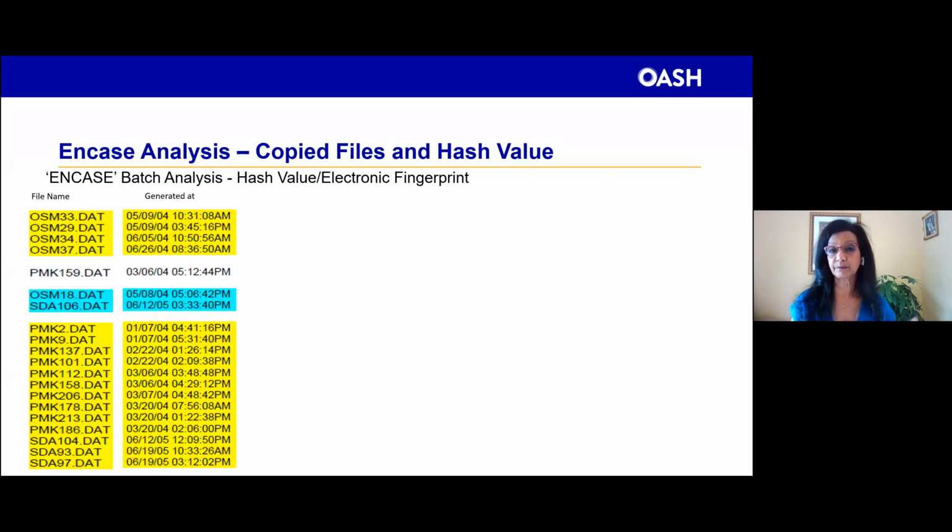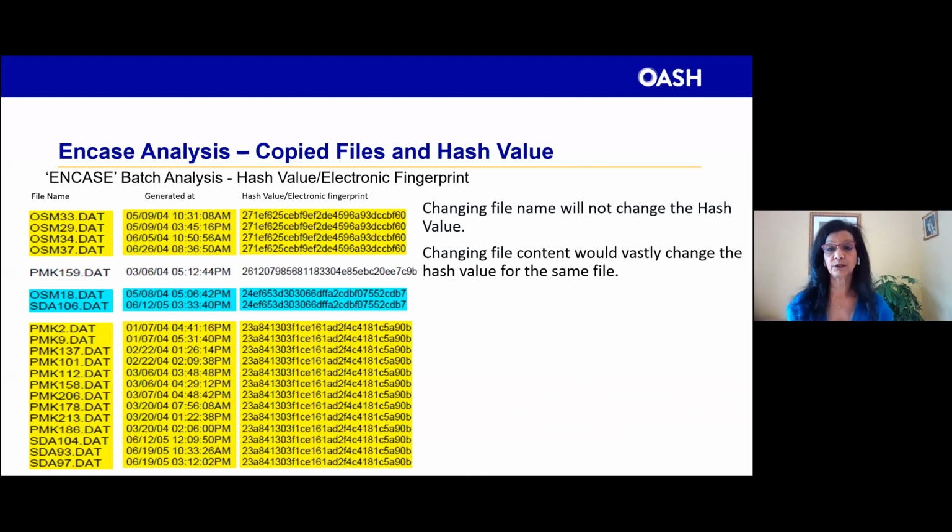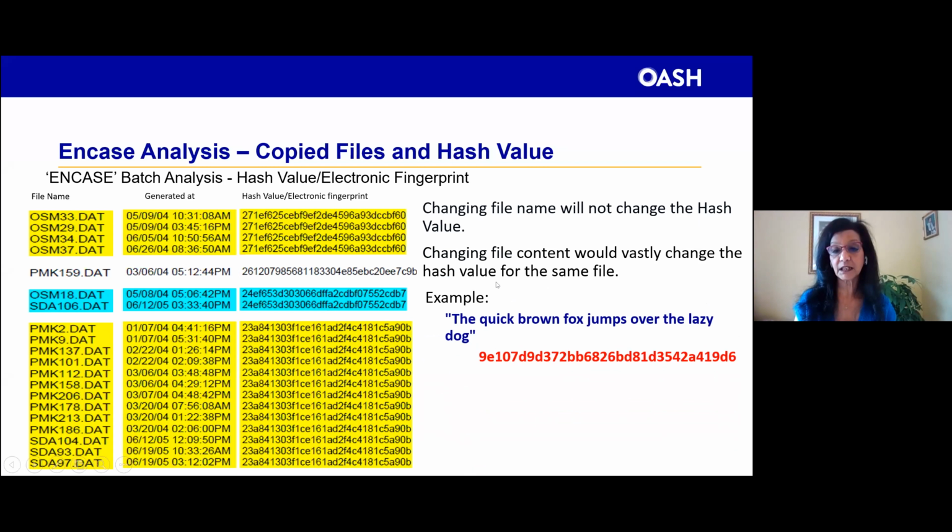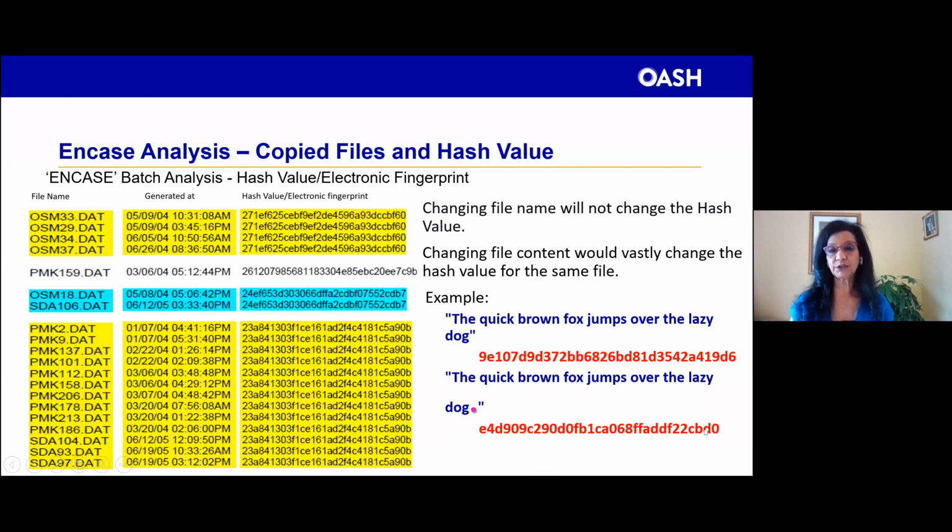NCase produced a hash value, and I know you computer experts can tell what that means. For us, changing file names or anything else outside the content of the file will not change the hash value, but if you change something inside, it will change the hash value. For example, if you have this sentence, it has this hash value. If you put a dot inside the content, the hash value changes.